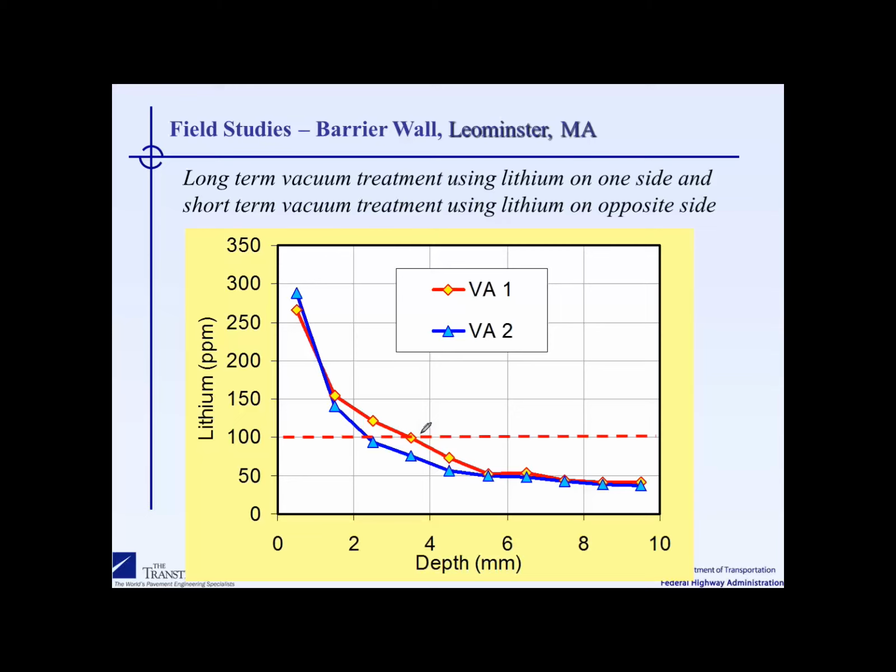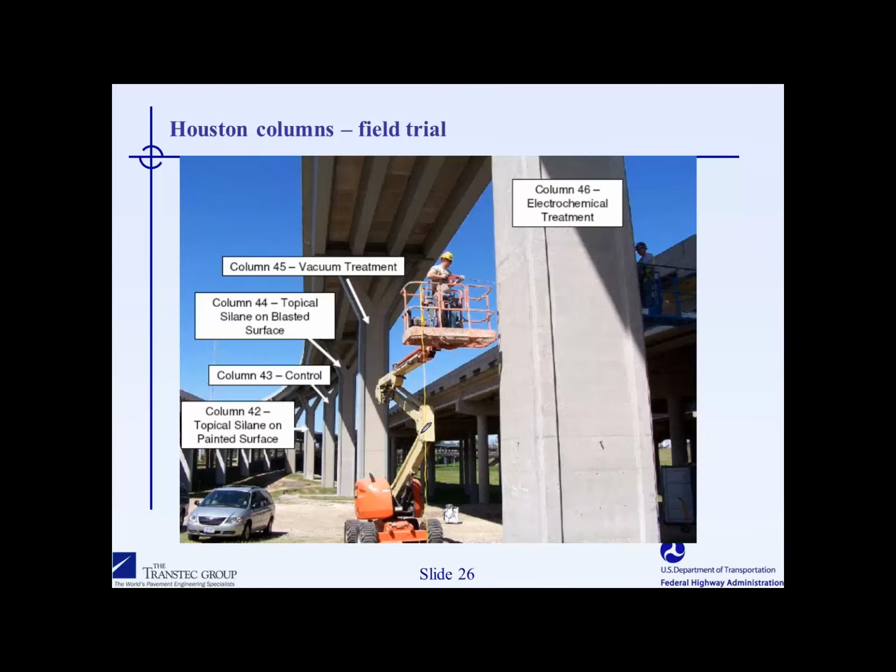But in a nutshell, our study with the Jersey barriers outside of Boston showed that the application of silane was quite successful, but lithium, because of the lack of penetration, had no effect whatsoever on the future expansion of the barriers.